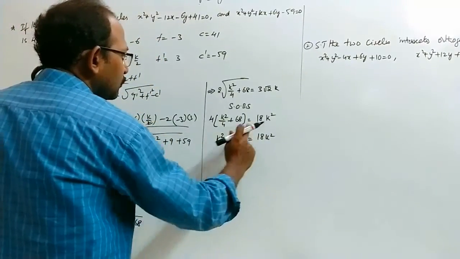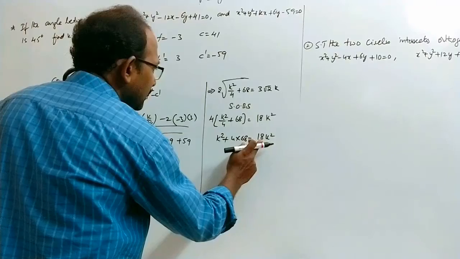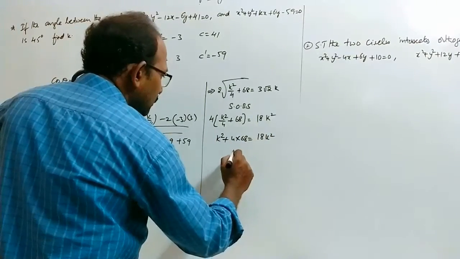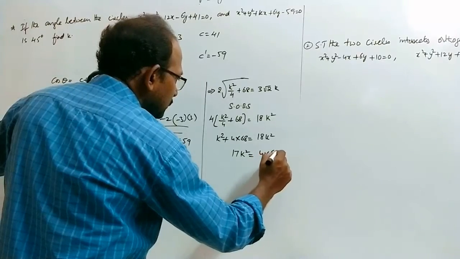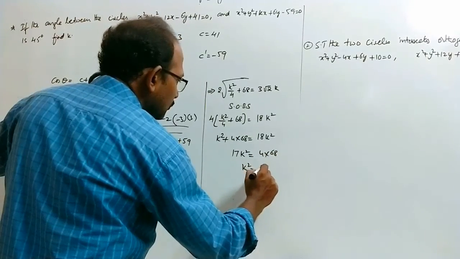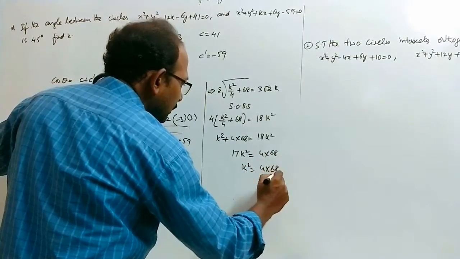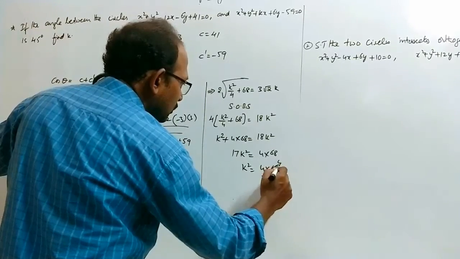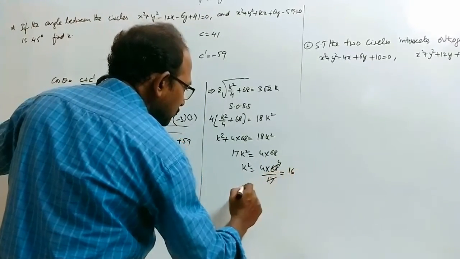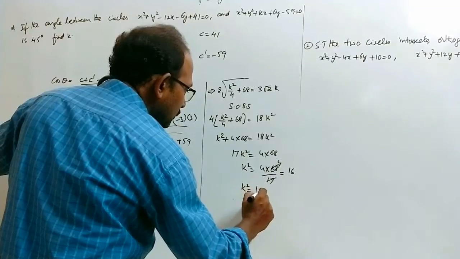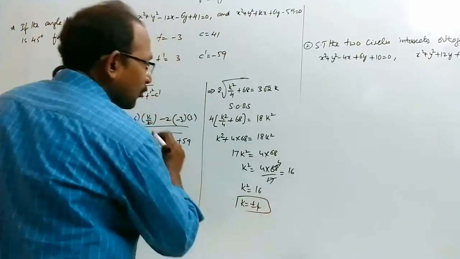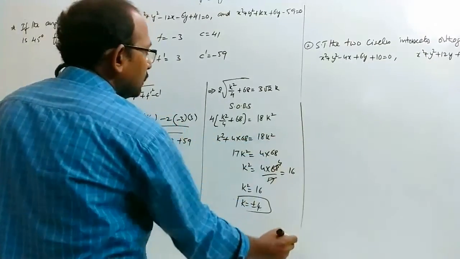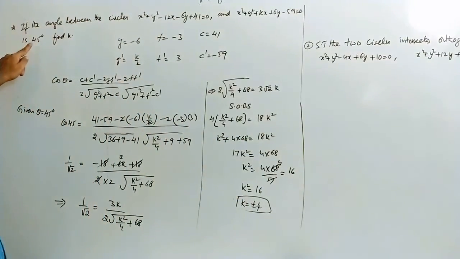Let us shift this one to RHS, then 18k square minus k square is nothing but 17k square is equal to 4 into 68, therefore k square is equal to 4 into 68 by 17. 17 4s are 68, therefore 4 4s are 16, therefore k square is equal to 16, then k is equal to plus or minus 4. Okay. So here, by using the condition that if the angle is 45 degrees, then the k value is plus or minus 4.